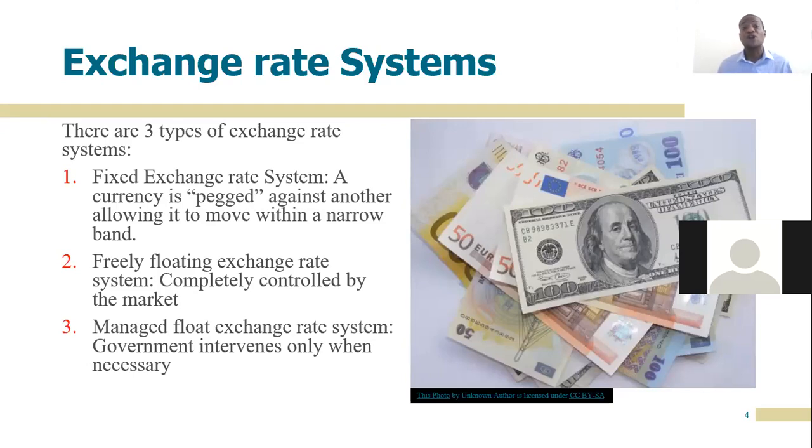The first one is called the fixed rate system. What is the fixed rate system? A fixed rate system is whereby you essentially fix your local currency to another. For instance, Jamaica could fix the Jamaican dollar against the US dollar and keep it at a 1-to-1.